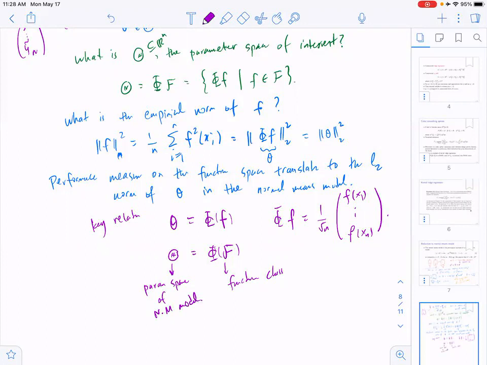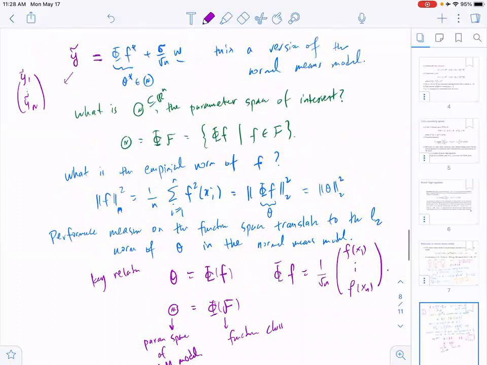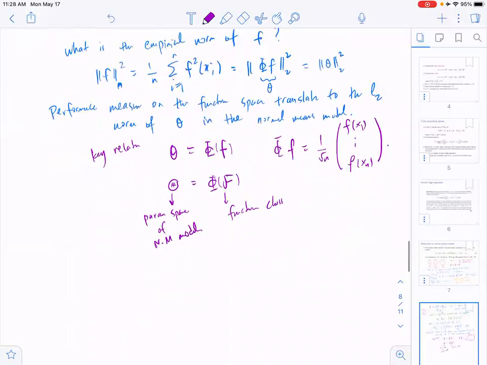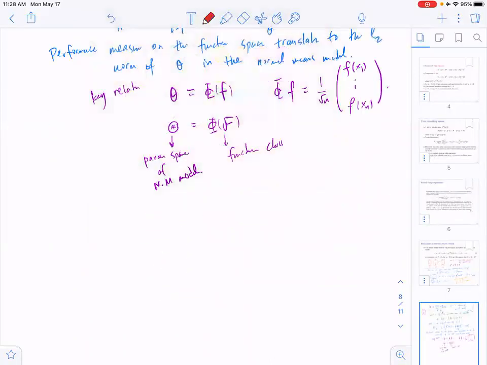Any questions or comments? If this is fine, then we can focus on understanding the normal means model. So let us focus on the normal means model.